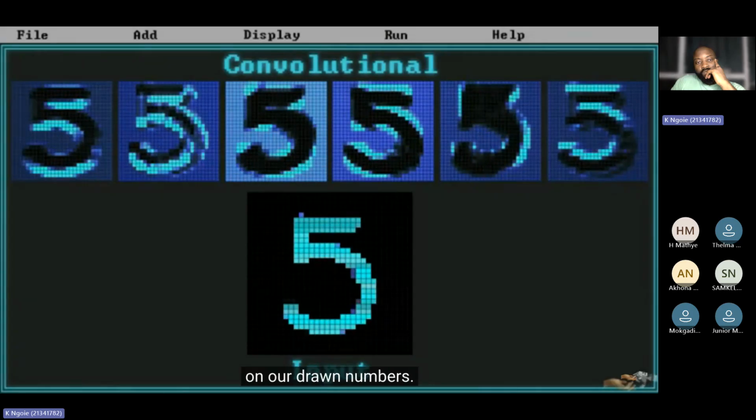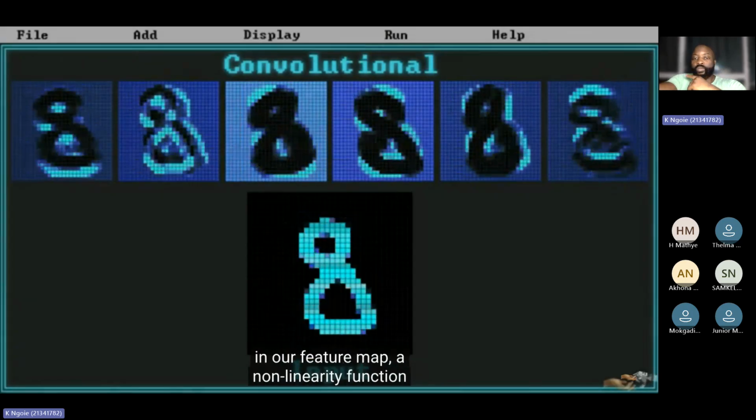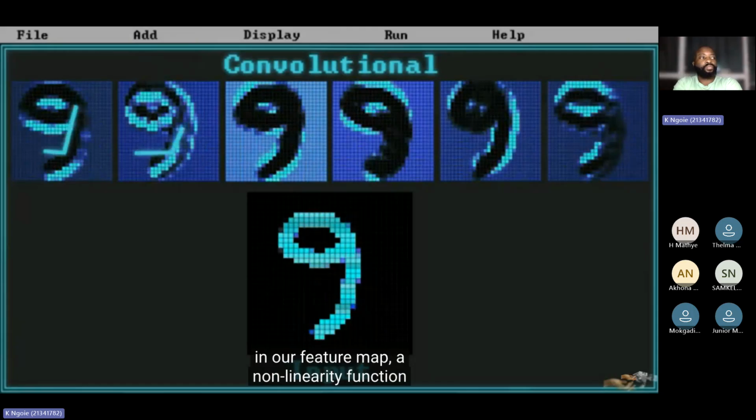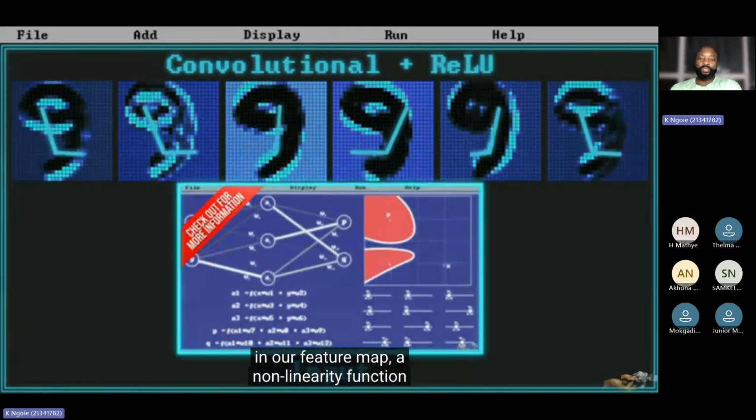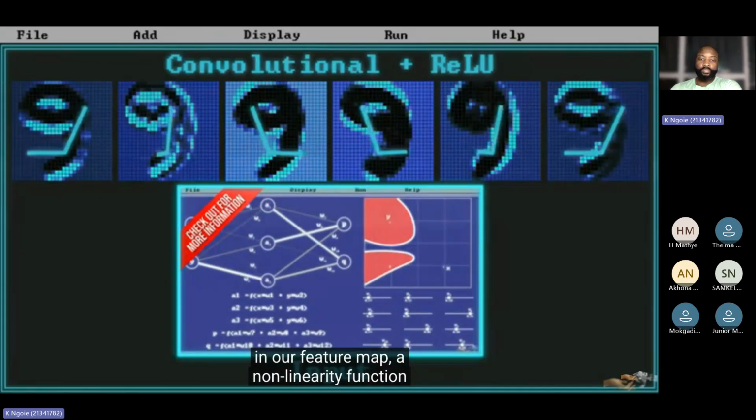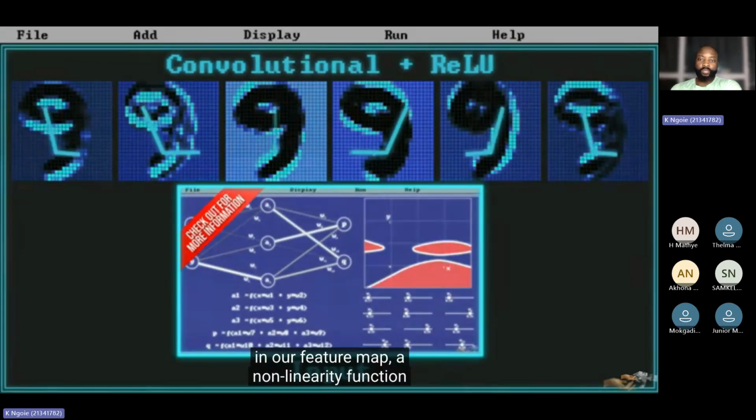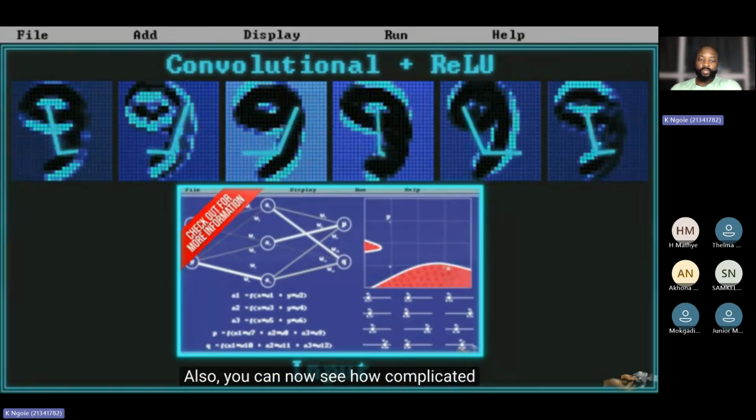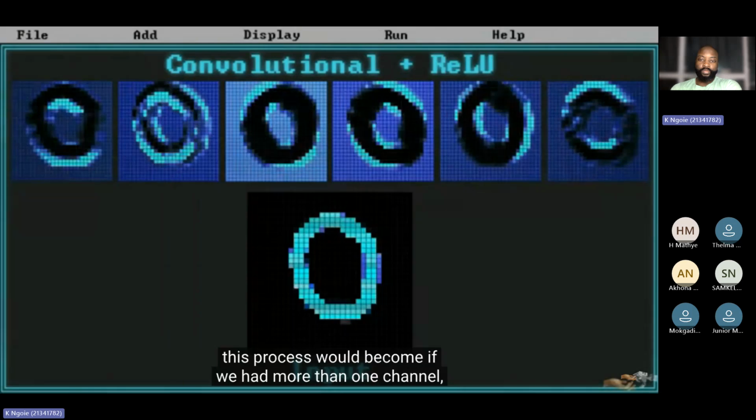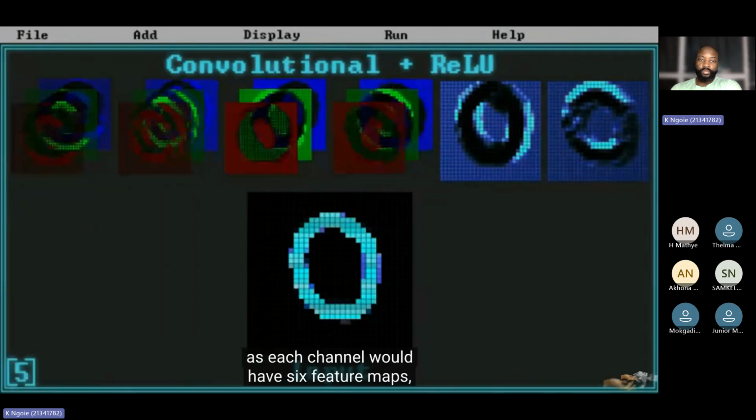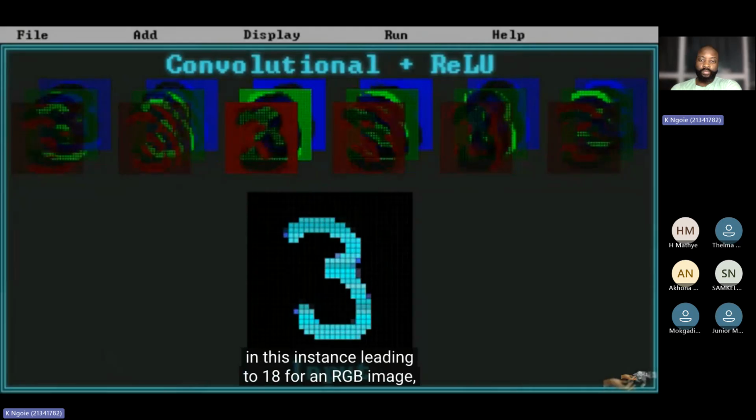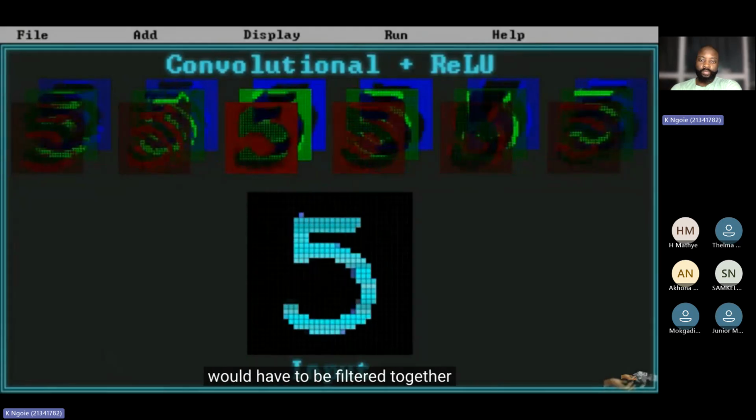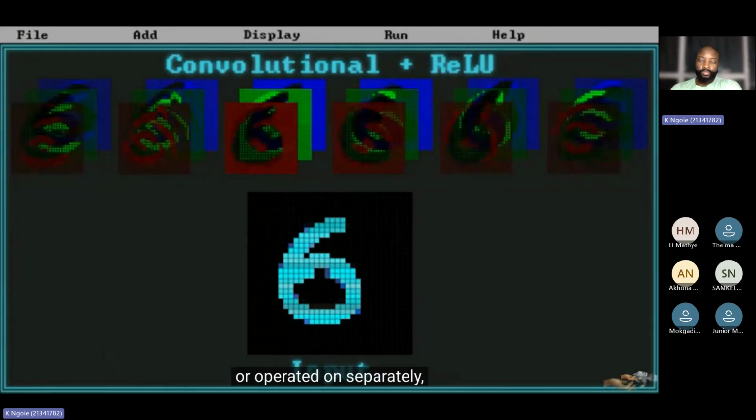As a side note, for each of the convolved pixels in our feature map, a nonlinearity function was also applied, in this instance a ReLU. We discussed this function in previous videos and the need for nonlinearity in neural networks, so our feature maps are more adaptable to real-world data. Also, you can now see how complicated this process would become if we had more than one channel, as each channel would have 6 feature maps, in this instance leading to 18 for an RGB image, and then those feature maps would have to be filtered together or operated on separately depending on your specifications.